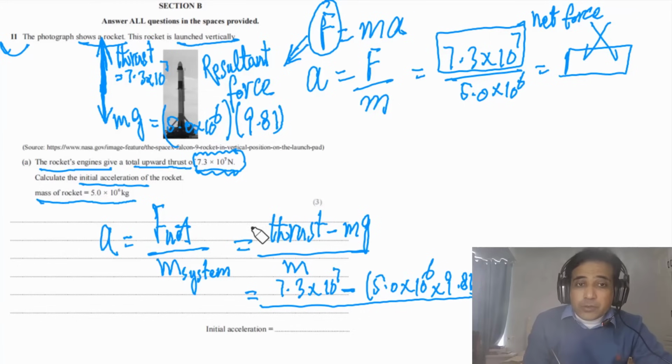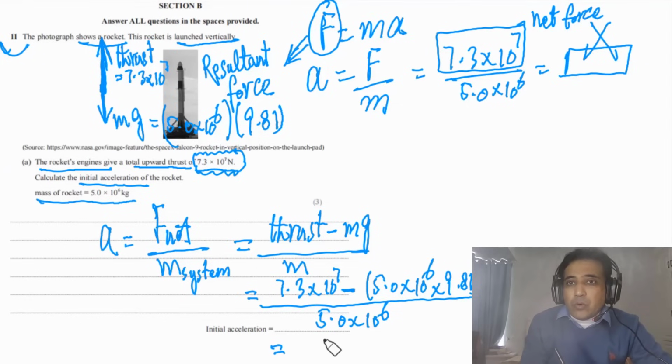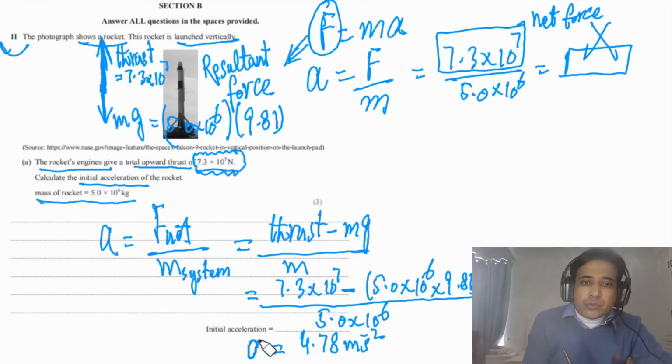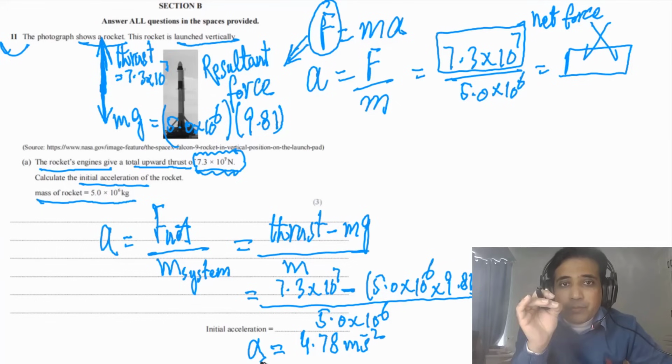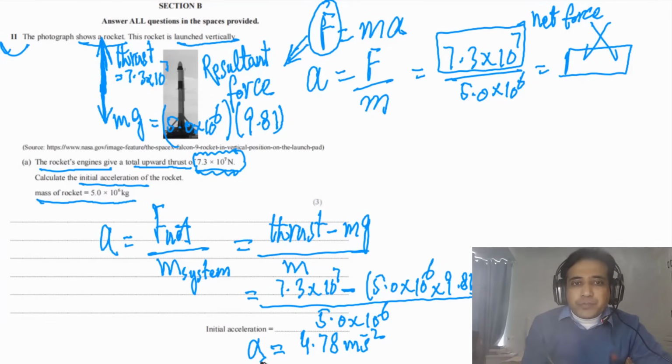The total mass of the rocket is given, that is equal to 5.0 times 10 to 6 kg. If we solve this, we will get the value of acceleration. That will be equal to 4.78 meters per second per second. So this is our final answer, and this is the initial acceleration.